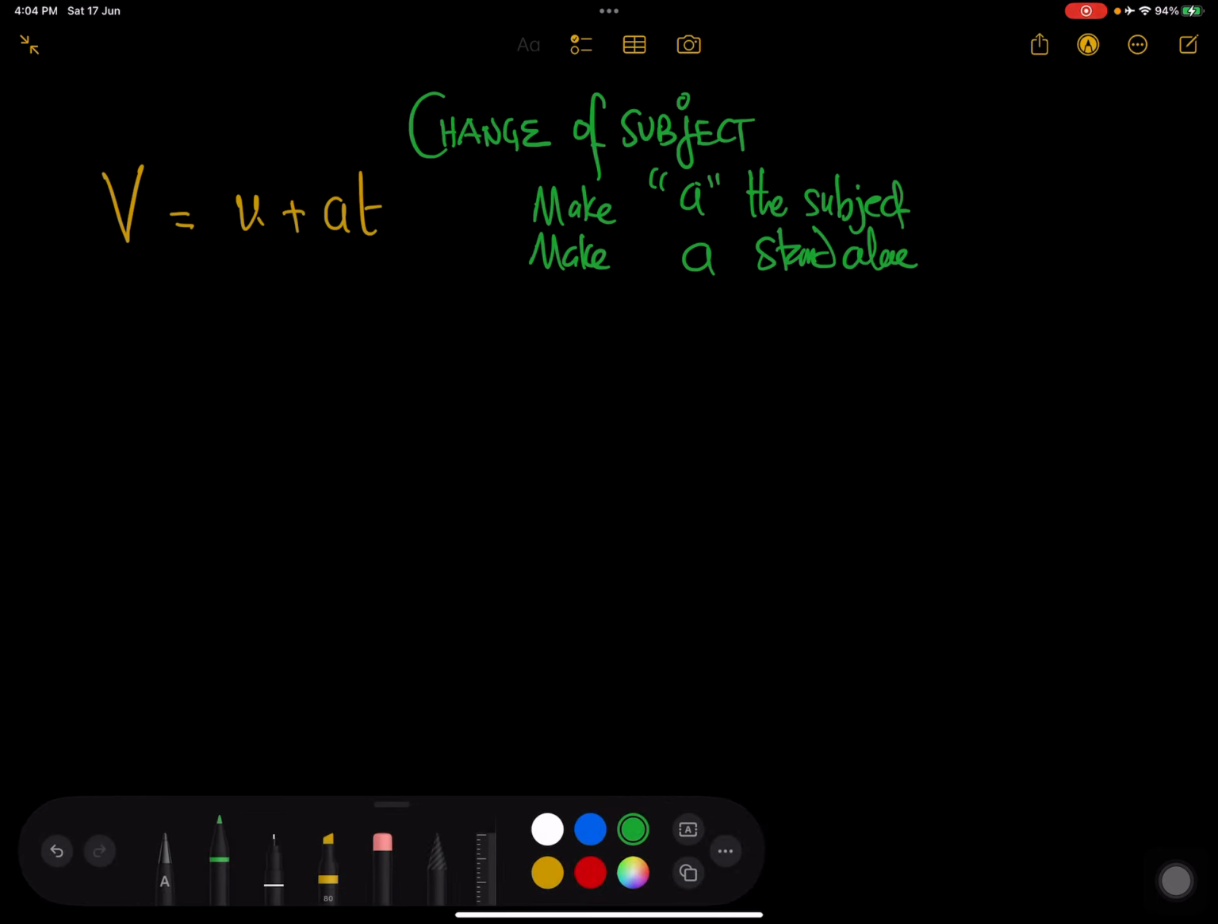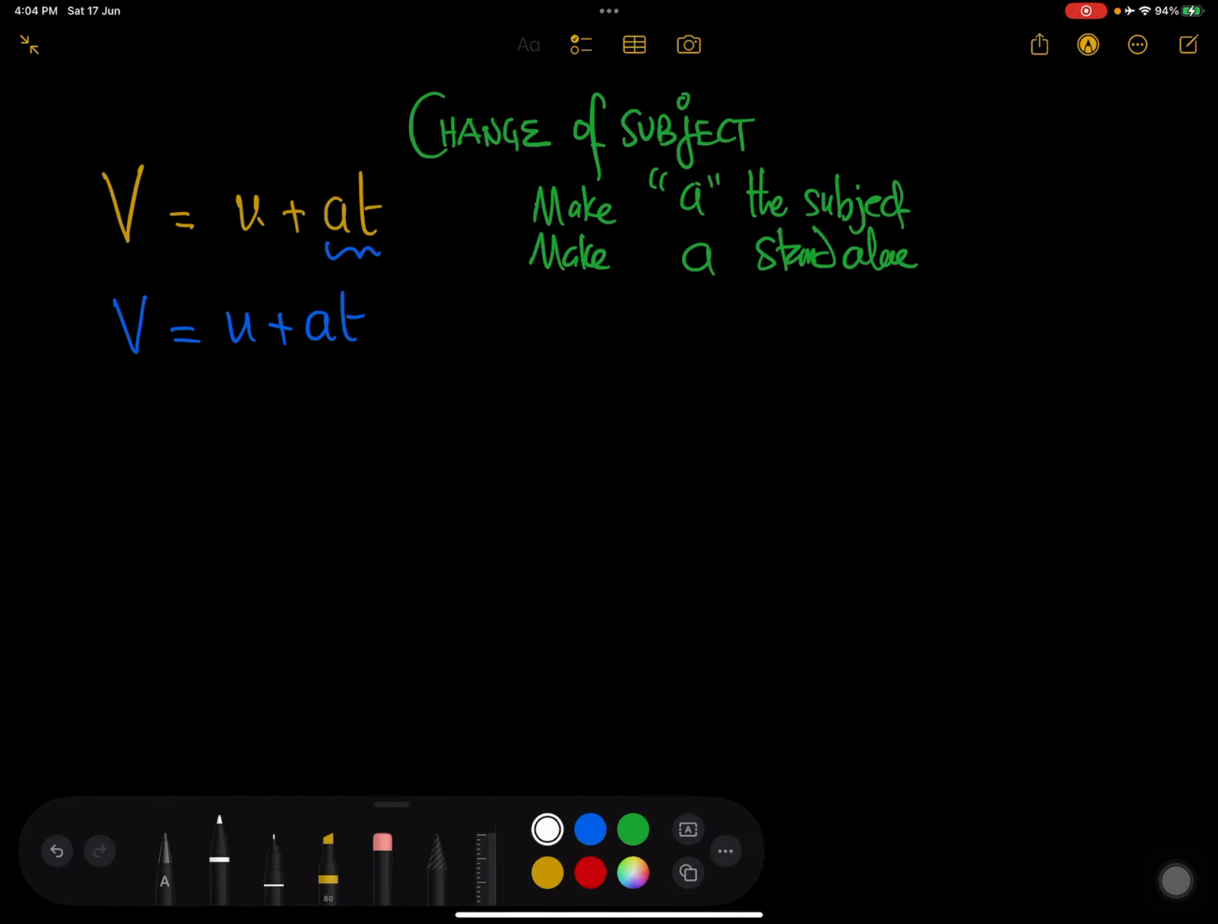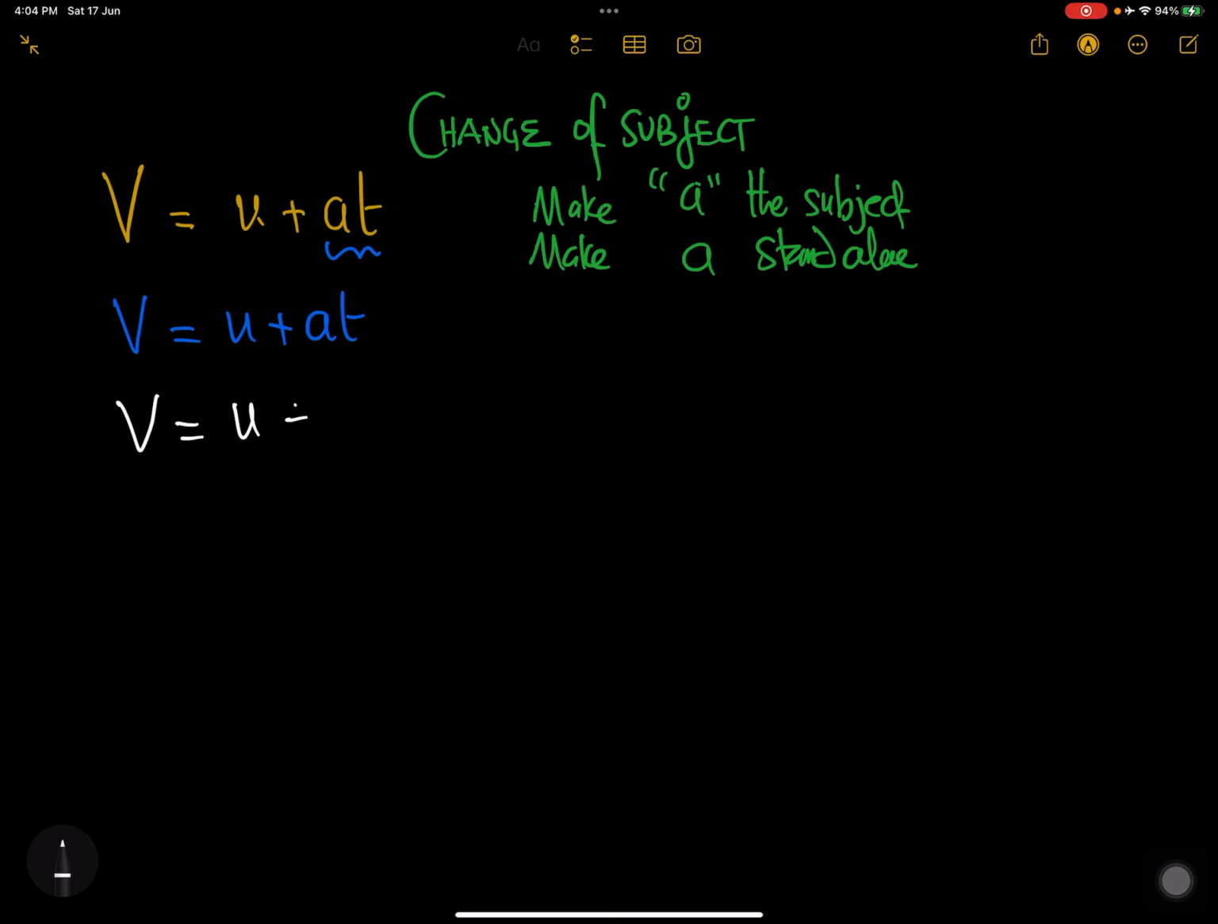I know you're brilliant. I know you guys are having some ideas already. Now, we want this a to stand alone. So to do that, we need to let this u go away. We have v equals u plus at. So we need this u to move there.